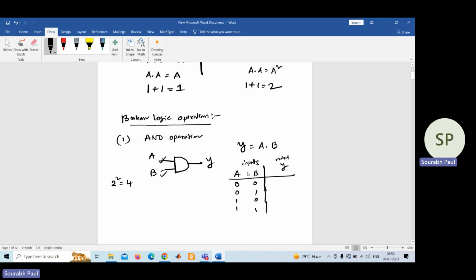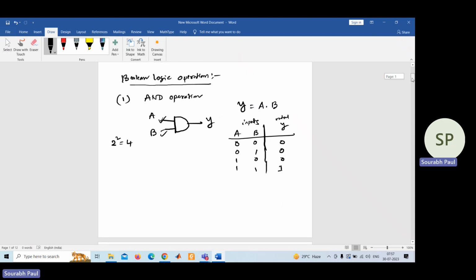And what is the output in case of AND gate? 0, 0 means 0; 0, 1 means 0; 1, 0 means 0; 1, 1 means 1. So in case of AND operation, all the inputs have to be 1. Then only we will get the output of 1. If one of the inputs is 0, then the output will be 0. This is the principle of AND gate.